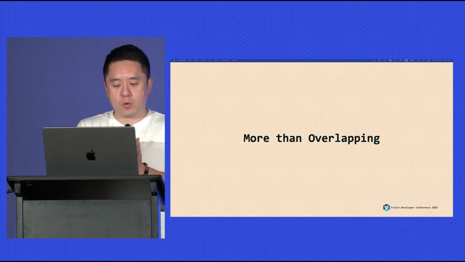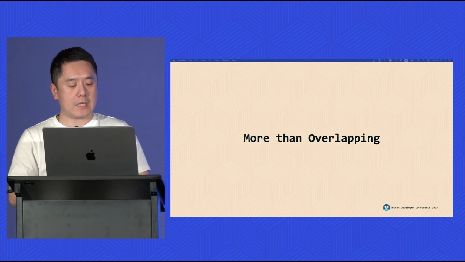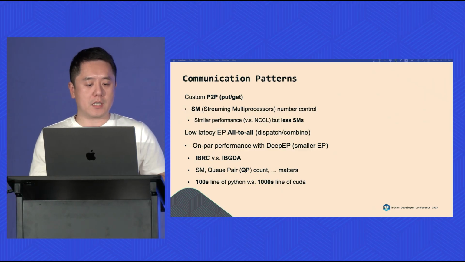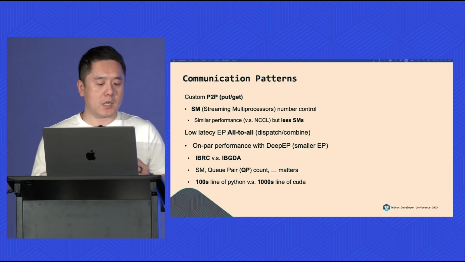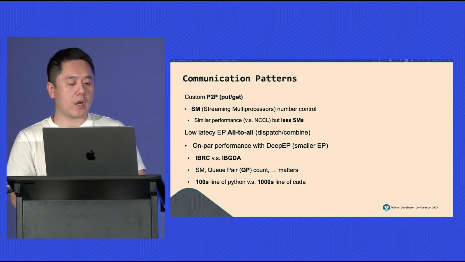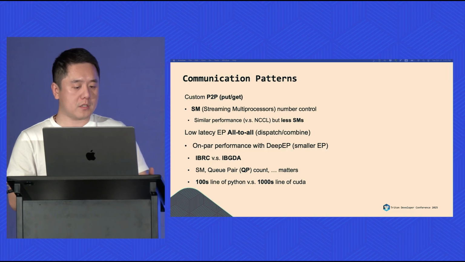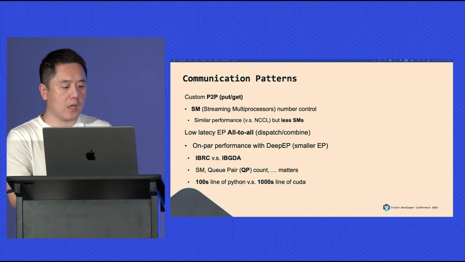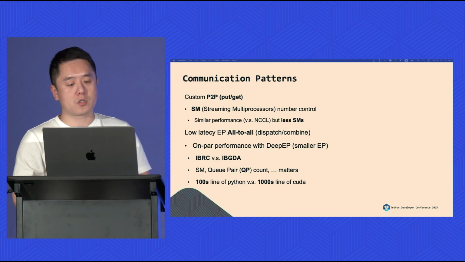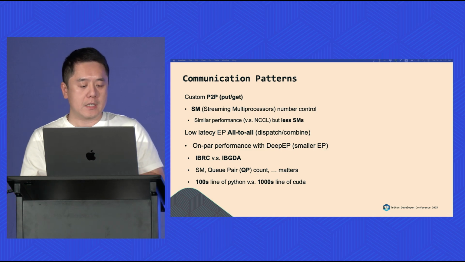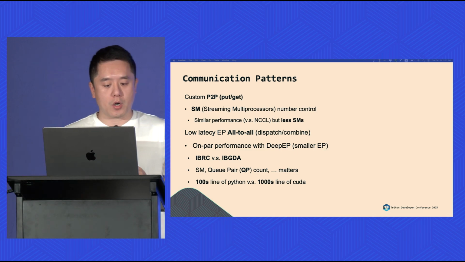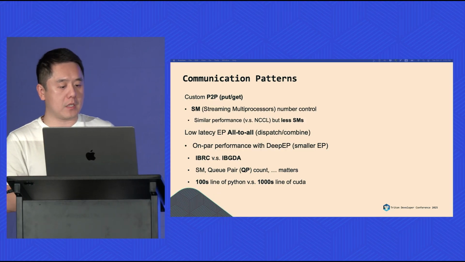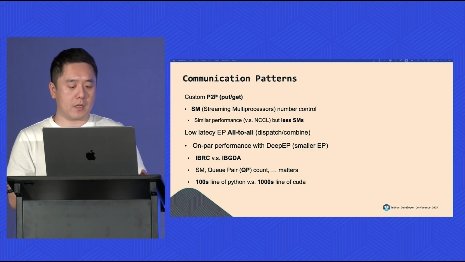What I want to mention here, more than overlapping, is that besides overlapping kernels, we also provide communication patterns in Triton-distributed. For example, we have some customized P2P communications, where we have more precise control over how many SMs you use, and we can achieve similar performance as NCCL, but consume fewer SMs. We also have the low-latency EP all-to-all kernel. We call it dispatch and combine. We can reach on-par performance with DeepEP, but only for part of the EP settings.